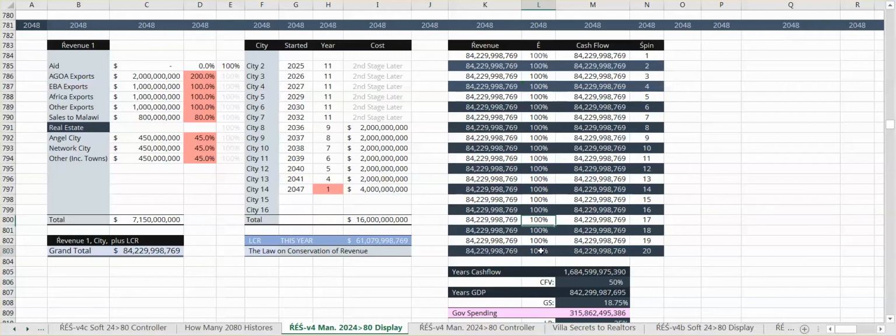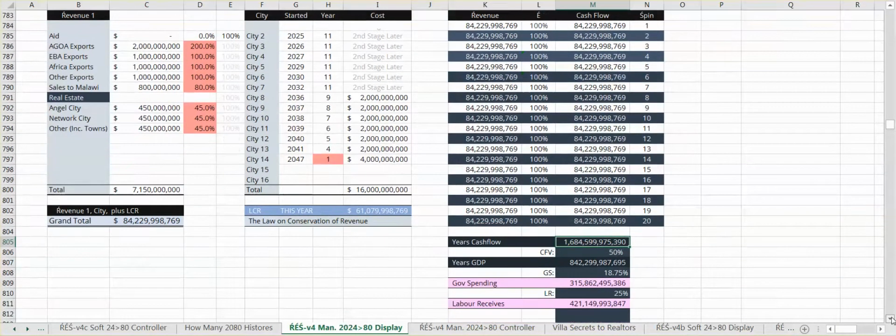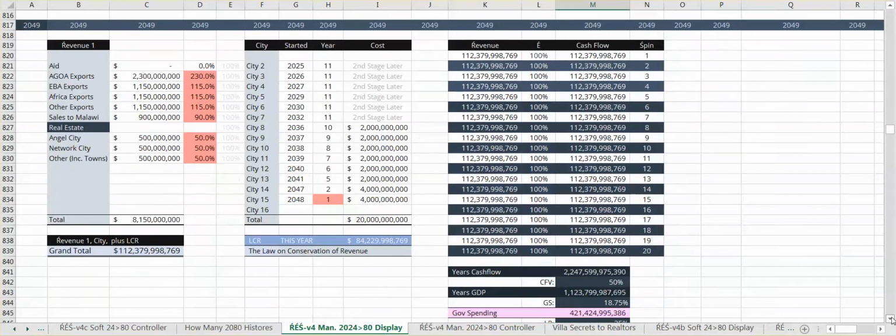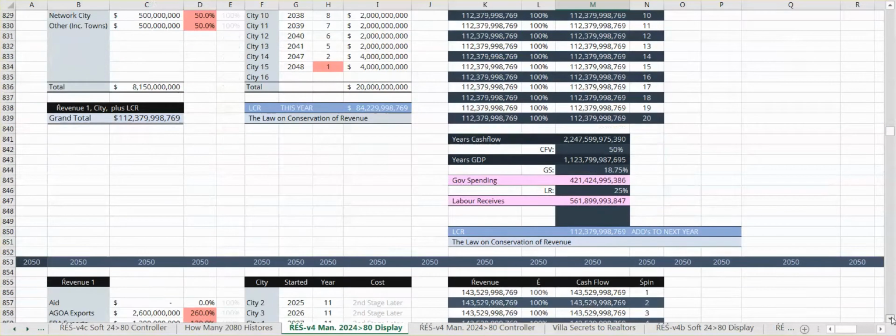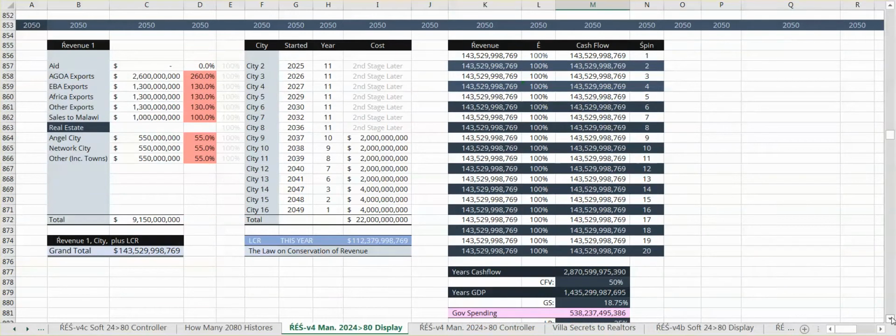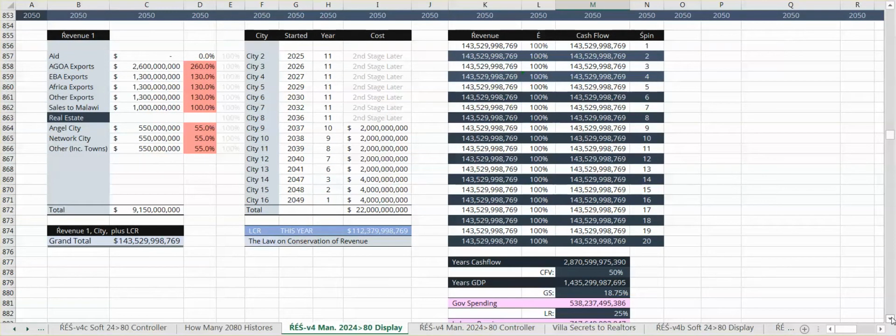So we keep the E at 100, spin at 20, and all other sources of income are restored. And there we're at in 2048, 1.6 trillion cash flow. 2049, 2.2 trillion cash flow. 2050, 2.8 trillion cash flow, 1.4 trillion in GDP.